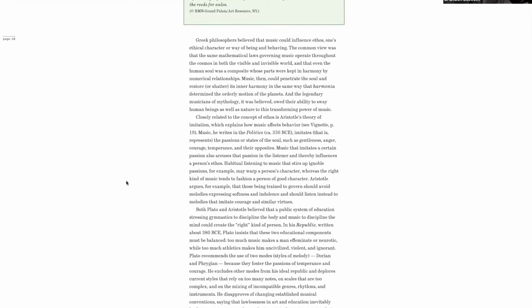Aristotle talking about imitation, the theory of imitation. And music, he writes, in Politics around 330 BCE, imitates, that is, represents the passions or states of the soul, such as gentleness, anger, courage, temperance, and their opposites.